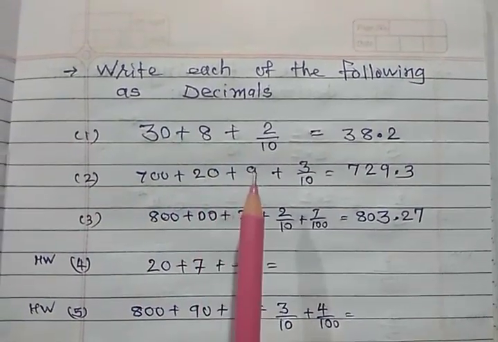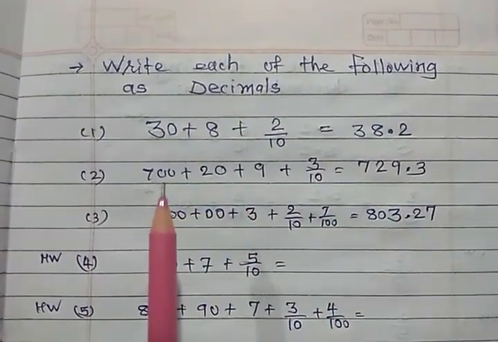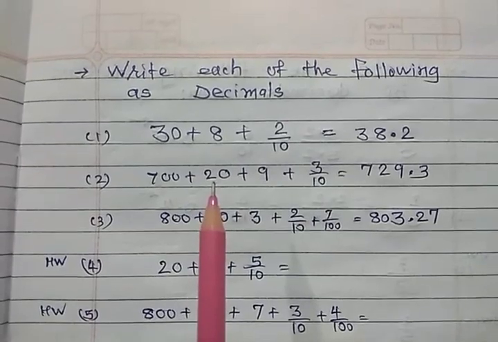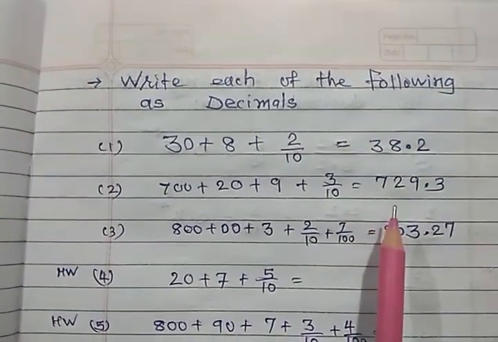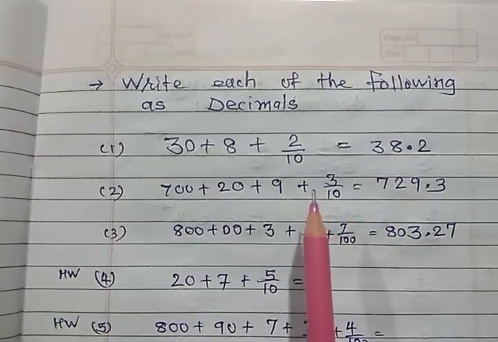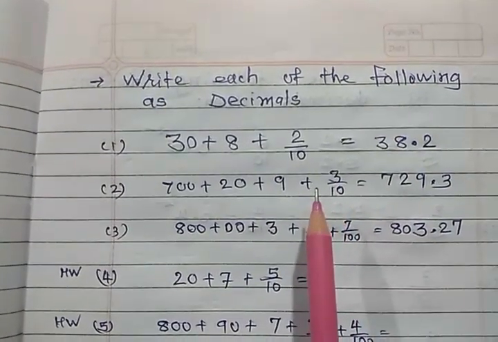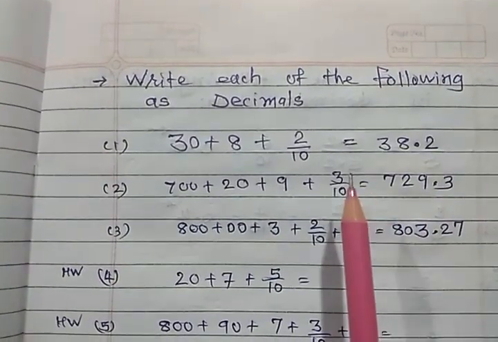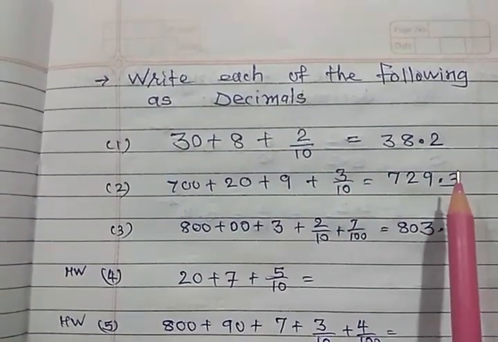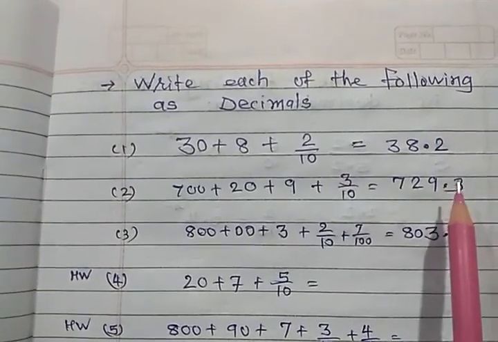700 plus 20 plus 9 plus 3 upon 10. Now 700 plus 20 means 720, plus 9 means 729. Then we put the decimal point, plus 3 upon 10, which means the tenths position. So 729.3.